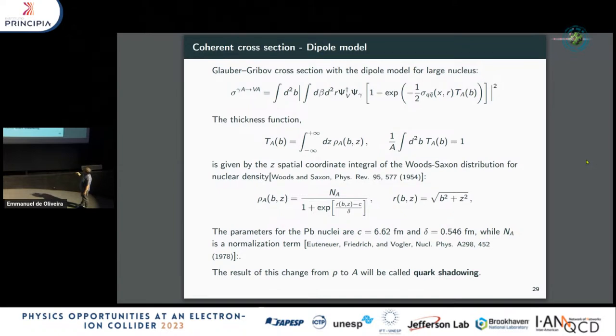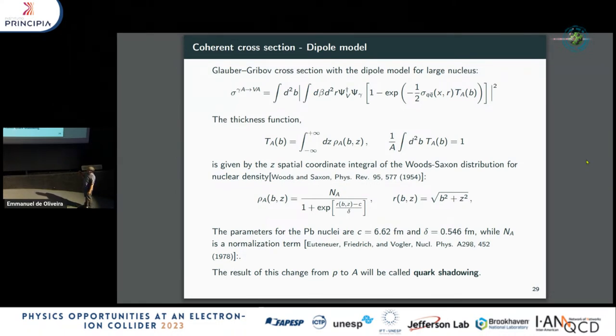So we have to sum over all the dipoles propagating in the nucleus. If the nucleus is large, we can use this 1 minus exponential to describe the multiple interactions. And each amplitude, right, is one dipole cross-section. And then we need to describe how the nucleons form the nucleus. So we use Woods-Saxon, that's a pretty standard distribution, right?